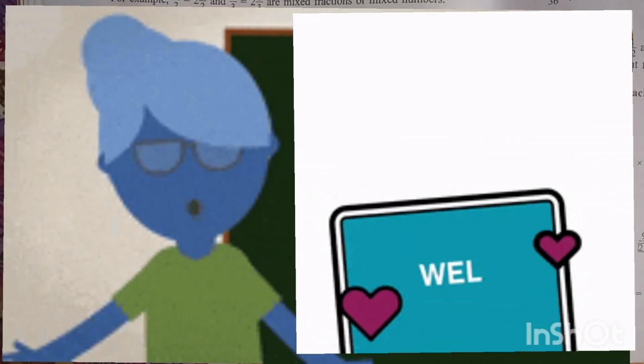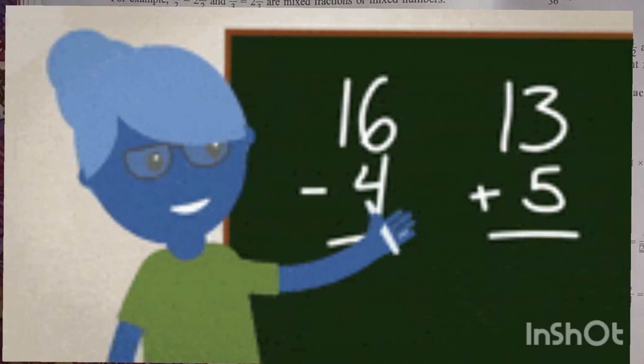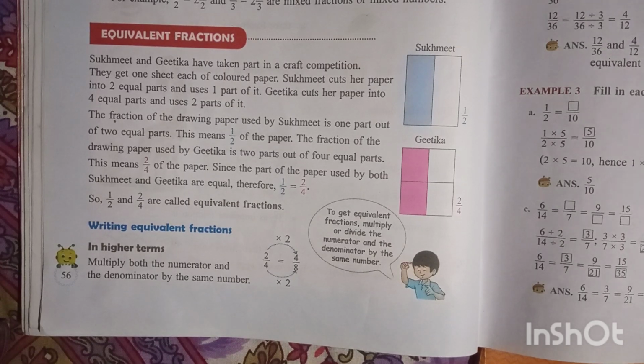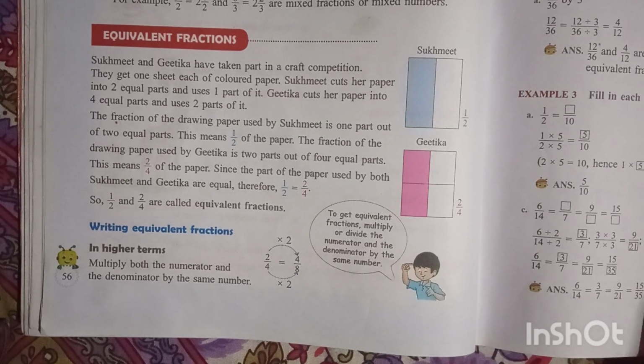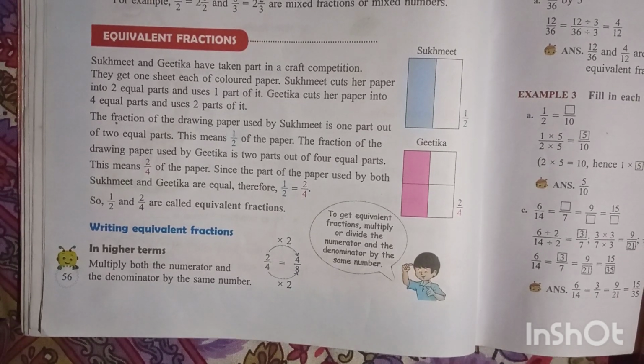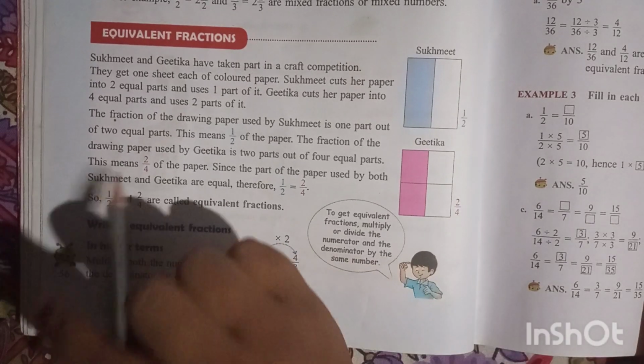Hello dear students, welcome back to our class. So today we are going to discuss equivalent fractions. This is a type of fraction. So let us read the paragraph given in your textbook.